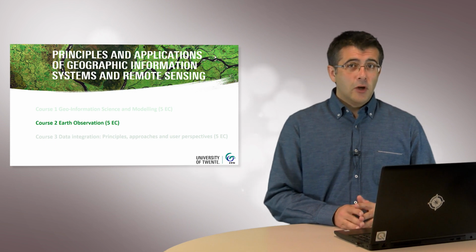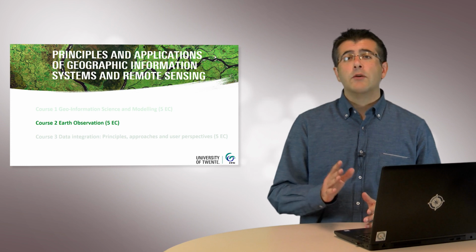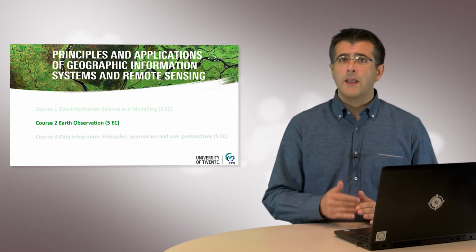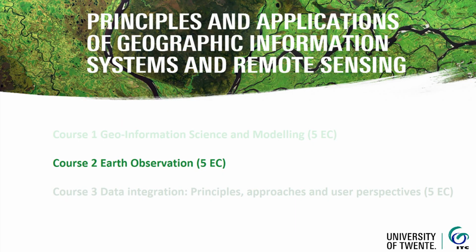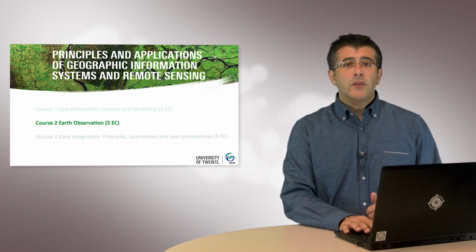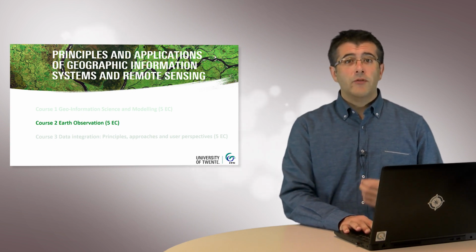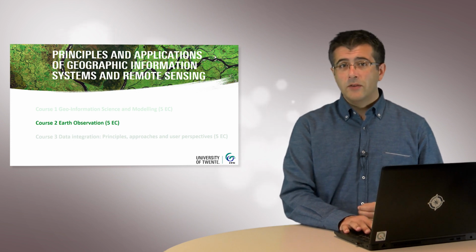Now, the second course, so this is the first course that will run for 10 weeks, then you will have a one week break, and then the second course starts. The second course is dedicated to Earth observation. Now, Earth observation by remote sensing is what the faculty ITC actually focuses on as one of the primary data sources for analyzing system Earth.